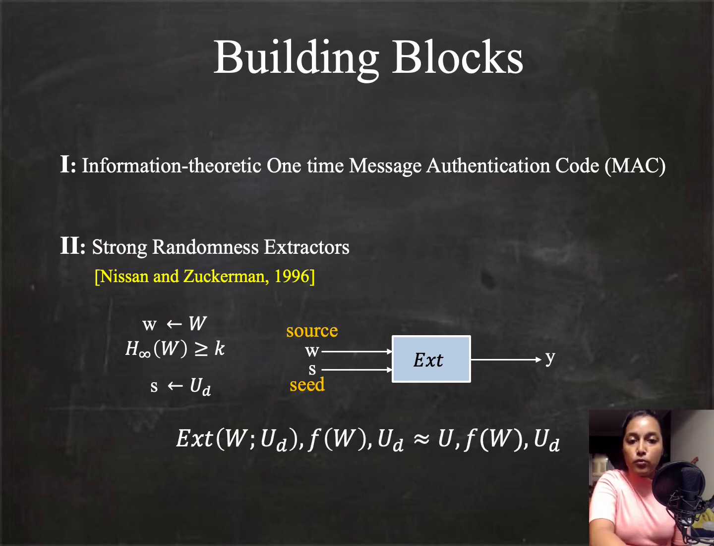A bit more formally, what this means is that the extractor output turns out to be close to uniform even given the seed and some additional information on the source W. Of course, this additional information F of W is such that the entropy of W should still remain high given F of W. So all this is saying is that the extractor manages to output a random string from an entropic string using the aid of a short uniform string, which you can also give out in the open.